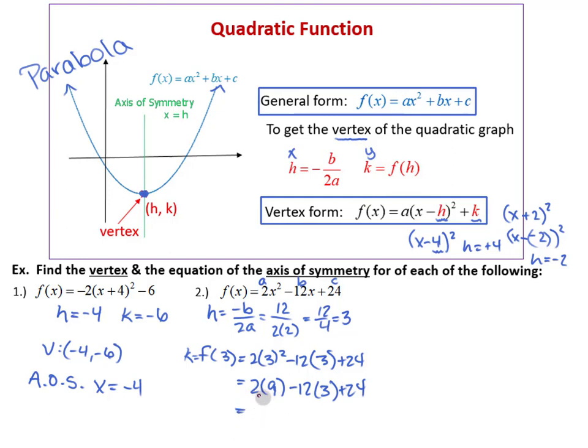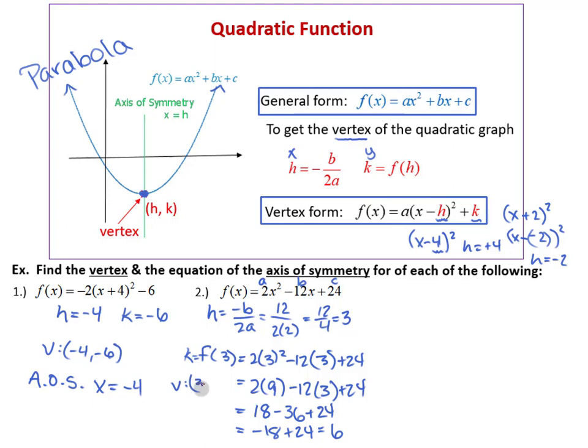Now we can multiply 2 times 9 is 18. -12 times 3 is -36 plus 24. 18 minus 36 is -18 plus 24 is +6. Okay, so I didn't leave myself a whole lot of room here, so maybe I'll just try to squeeze in over here. We do have a third example to get in here.